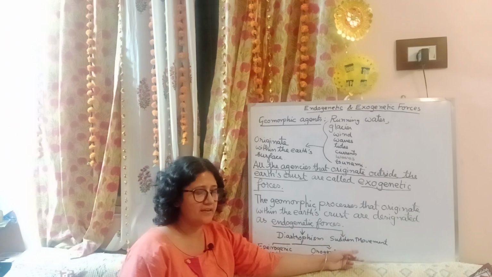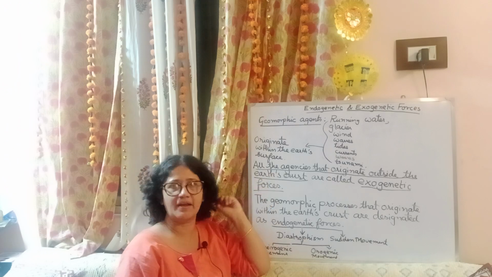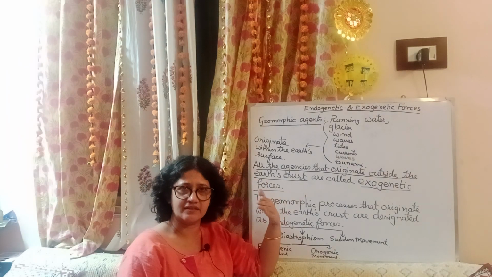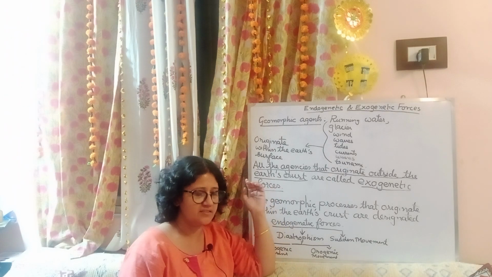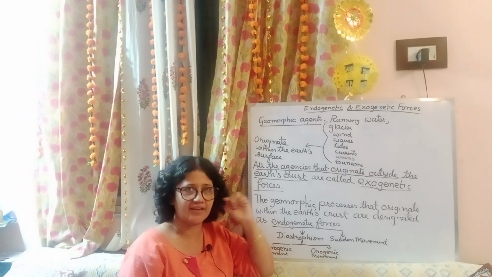So what are the features of exogenic movement that happens on the surface of the earth? Like weathering, erosion, these are all exogenic movement.